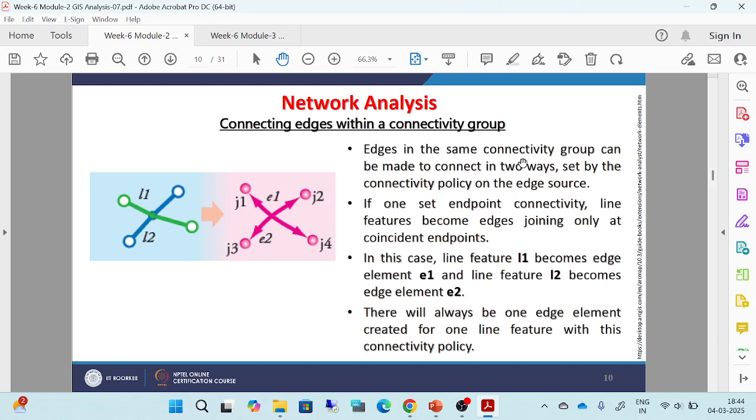Edges in the same connectivity group can be made to connect in two ways, set by the connectivity policy on the edge source. If one sets edge endpoint connectivity, line features become edges joining only at coincident endpoints. In this particular case, line feature L1 becomes edge element E1 and line feature L2 becomes edge element E2. There will always be one edge element created for one line feature with this connectivity policy. So you have two line features and you have transformed them into edges and junctions.